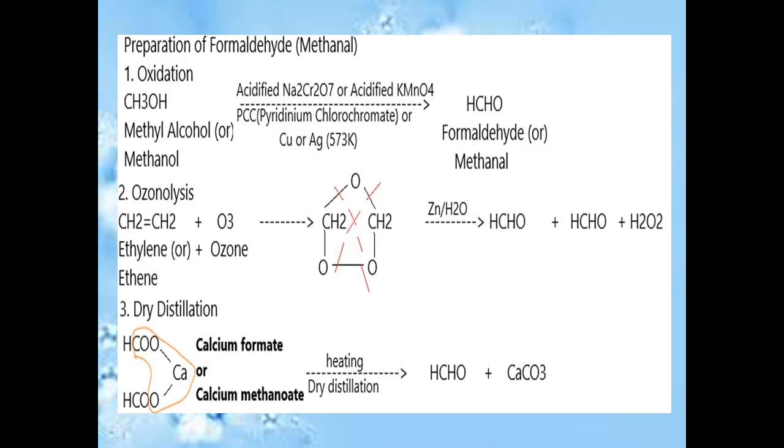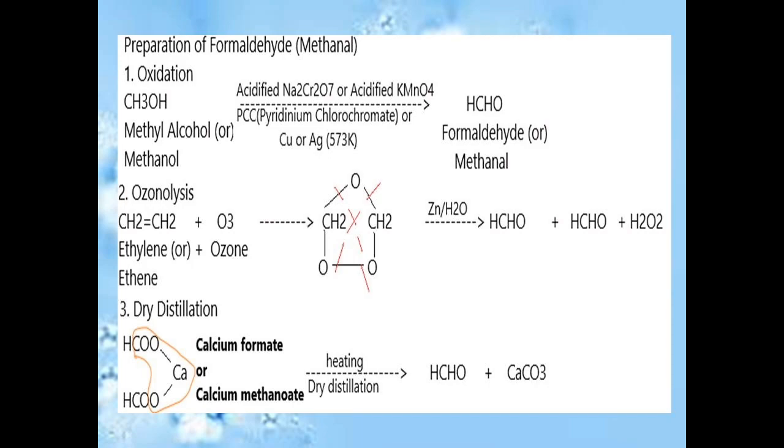See the second structure. Now zinc plus water is added to the ozonoid compound. It breaks, as I indicated there. So we get 2 formaldehyde as well as hydrogen peroxide. Above the ozonoid compound, one oxygen is present. That oxygen is combined with water, so that we are getting H2O2.